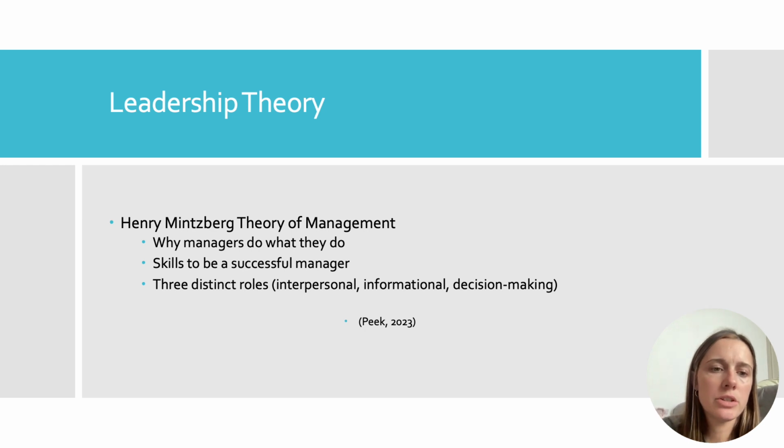The next one is the leadership theory. And this one was discovered by Henry Mintzberg, and it's Henry Mintzberg's theory of management. Basically, he talked about why managers do what they do, and then the skills to be a successful manager. And then he broke the manager role down into 3 different roles, and that is interpersonal, informational, and decision-making. He felt that a manager should actually be able to play all 3 different roles.